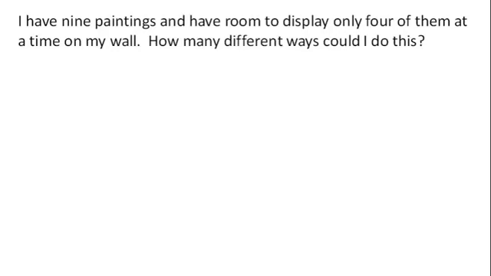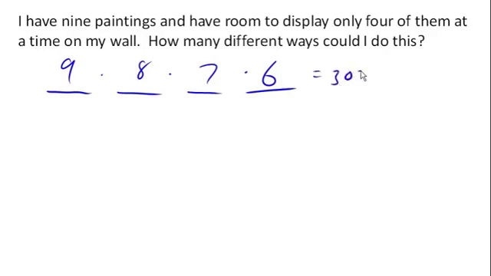So I have 9 paintings and room to display only 4 of them on the wall at a time. How many different ways could I do this? So I'm going to presume that ordering matters here. In other words, I care what order the pictures are in, and that I can't use the same picture twice. So we certainly could answer this question by saying, how many choices do I have for the first one, the second one, the third one, and the fourth one? And we could certainly do that and end up with our answer, 3,024 different orderings.